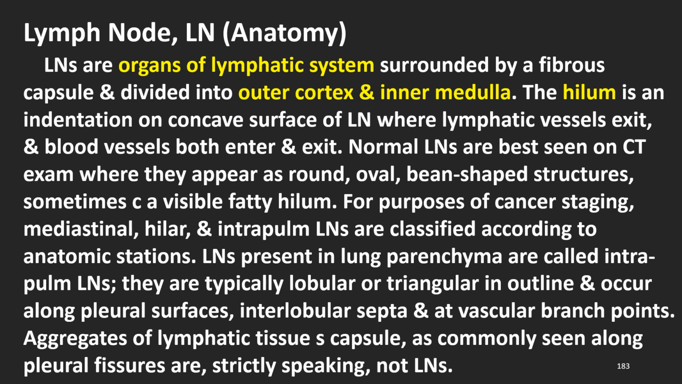For purposes of cancer staging, mediastinal, hilar, and intrapulmonary lymph nodes are classified according to anatomic stations. Lymph nodes present in the lung parenchyma are called intrapulmonary lymph nodes. They are typically lobular and triangular in outline and occur along pleural surfaces, interlobular septa, and at vascular branching points. Aggregates of lymphatic tissues without capsule, as commonly seen along pleural fissures, are, strictly speaking, not lymph nodes.